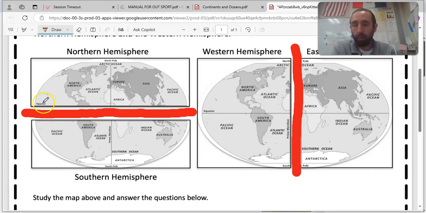Well, I just told you guys the equator goes this way. We see it kind of cuts South America in two. It cuts Africa in two pieces. And this one's a little trickier, but this is part of Asia right here.